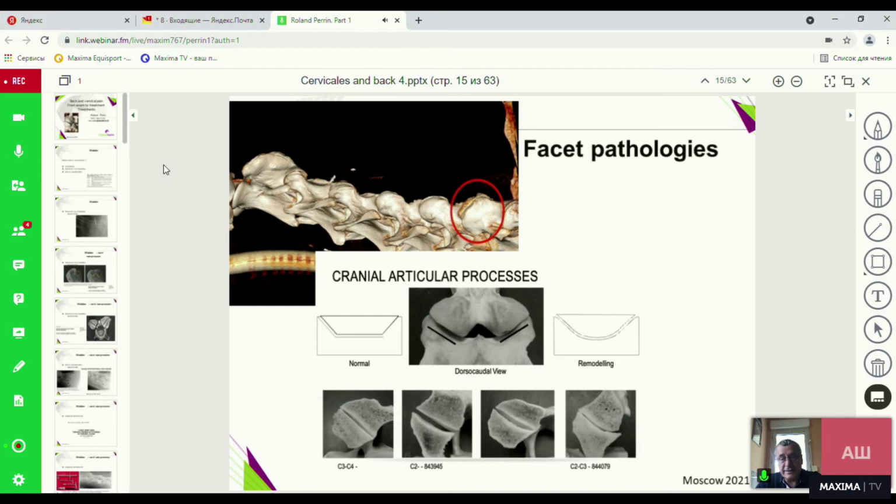And you can see that you can have a modification of the shape of the facet. The normal facet is straight and the abnormal facet is curved.